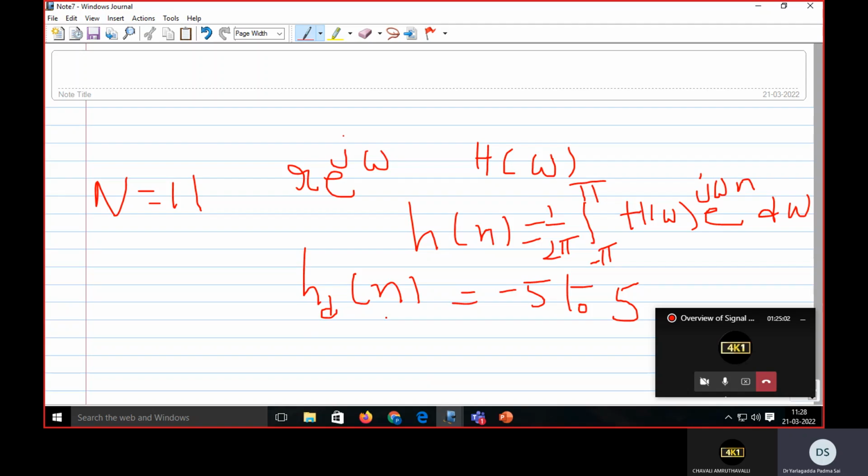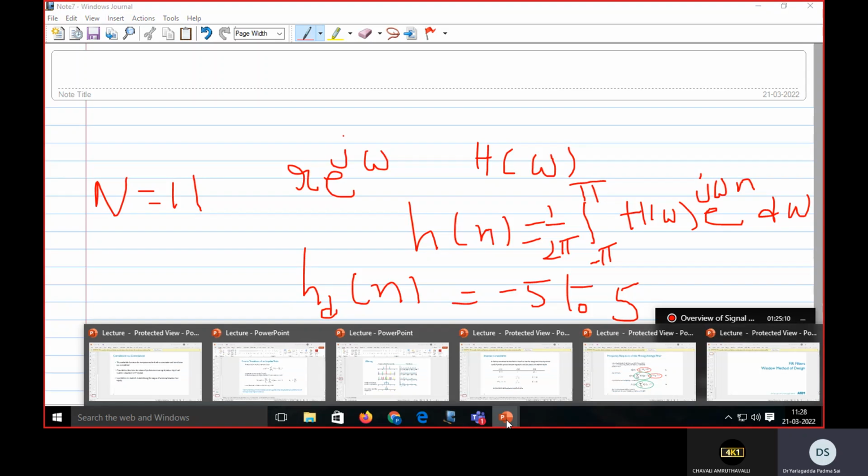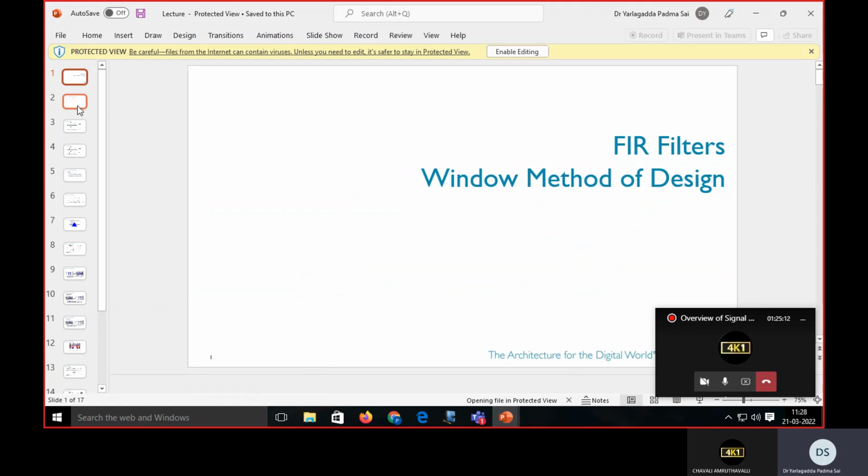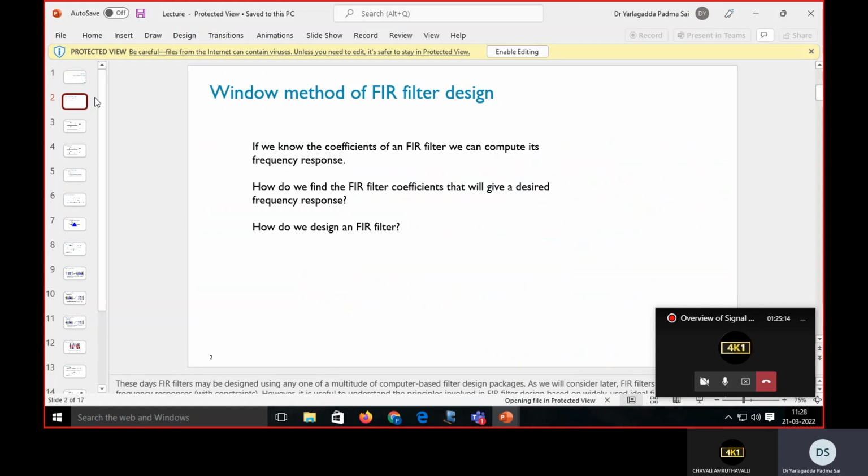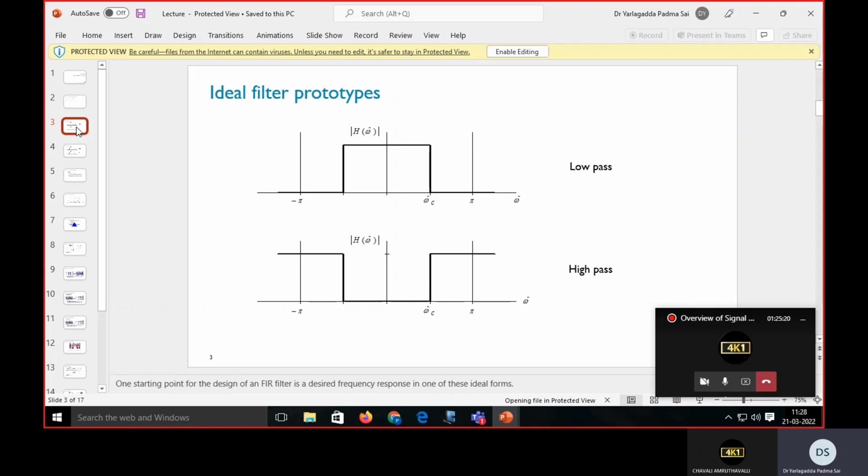That one we are calling Gibbs oscillation or Gibbs phenomenon. To avoid that, we go for the windowing technique. In the windowing technique, the procedure is the same, but instead of abruptly truncating, we multiply with an appropriate window.